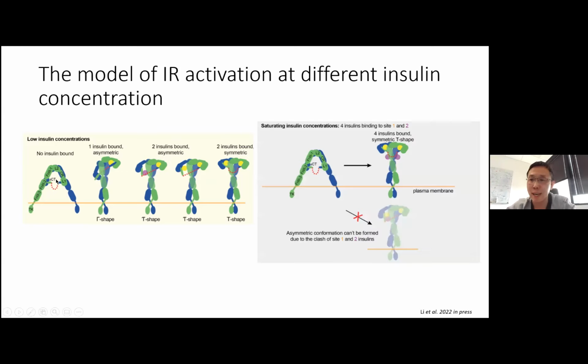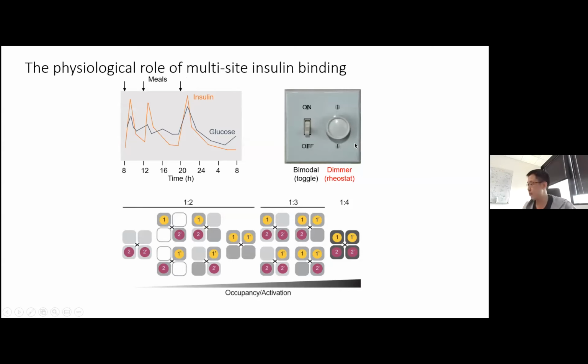But at high insulin concentration, or at saturated insulin concentration, all the particles need to go to the symmetric conformation. This is because the asymmetric conformation cannot be formed when all the sites are occupied by insulin. That's mostly because the two insulin will clash in the asymmetric conformation, due to the stretched conformation of the FCT motif.